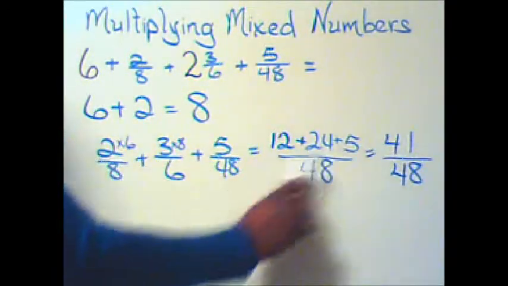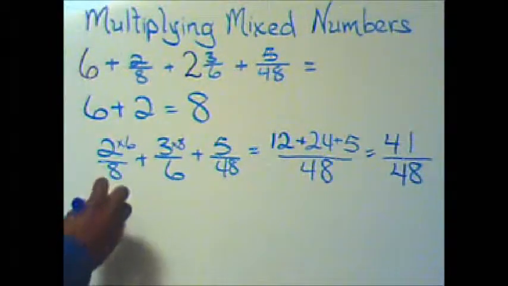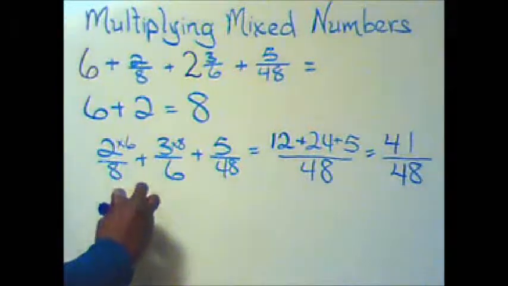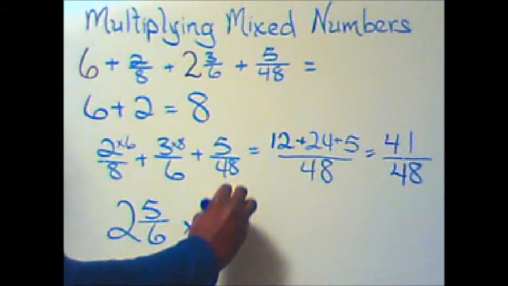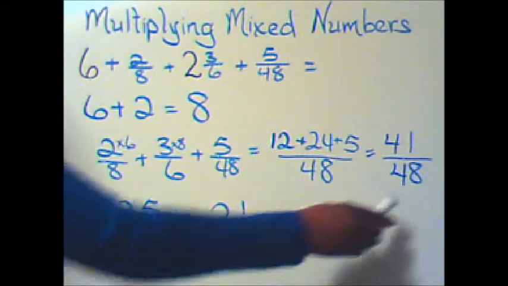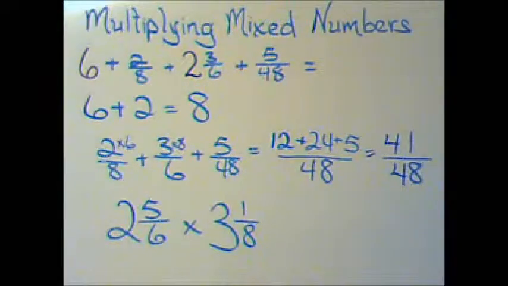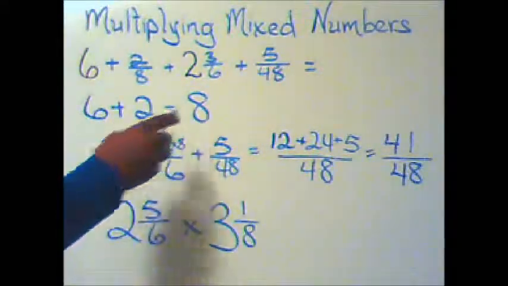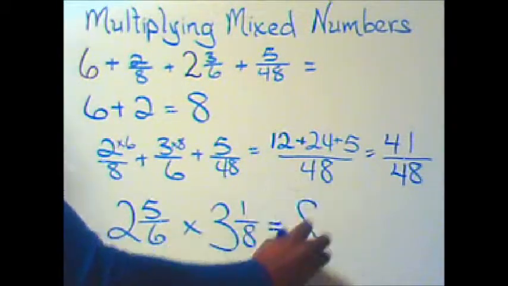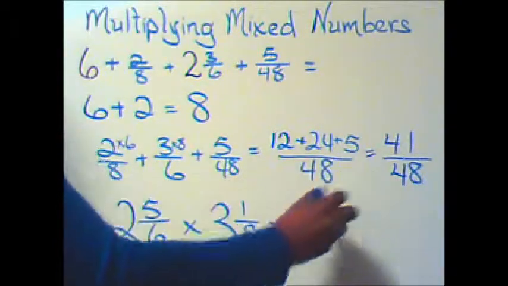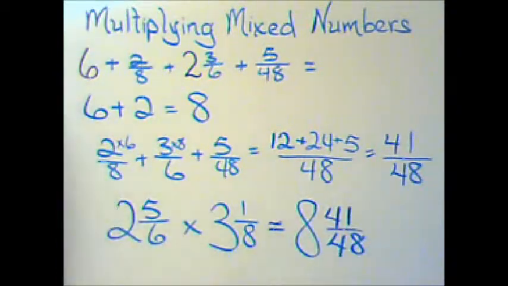41/48 is the answer to this part of the process, but we're not finished yet. Remember we started off with 2 and 5/6 times 3 and 1/8. We definitely could not have just 41/48 as our answer. We have to remember the 8 when we added our whole numbers together. So we're going to write our answer down, 8 and 41/48. And now we're done.